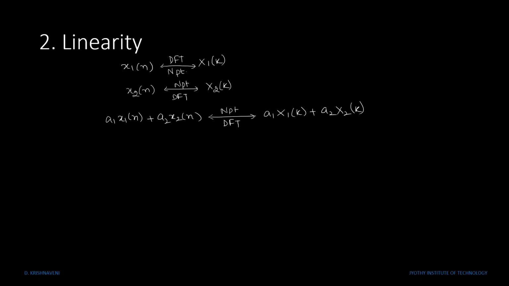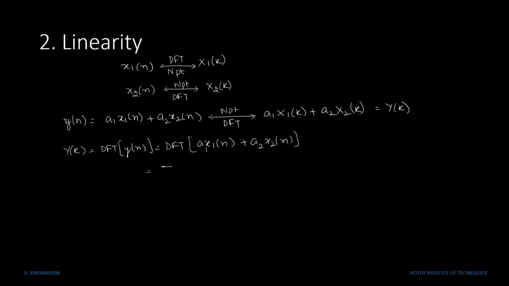That is weighted superposition of inputs. When you apply DFT, you will get weighted superposition of individual DFTs. So I'll just write this as y of n and this frequency domain signal as y of k. So if I apply DFT, y of k is DFT of y of n, or this is DFT of a1 x1 of n plus a2 x2 of n.